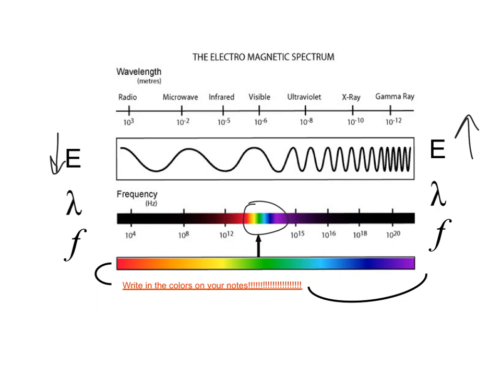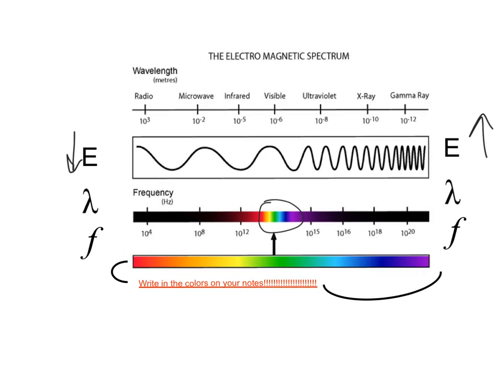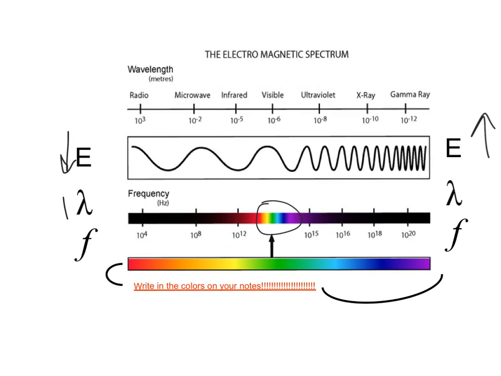As I start at the radio side, I have very, very high wavelengths. You see the distance from peak to peak over on the left side of my spectrum, radio, microwave, infrared, etc. Very, very long waves. Because they're very long waves, we know that it has a very, very small energy. So we have an inverse relationship between wavelength and energy. Low energy means high wavelength.